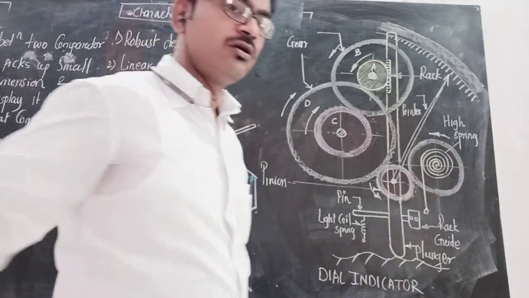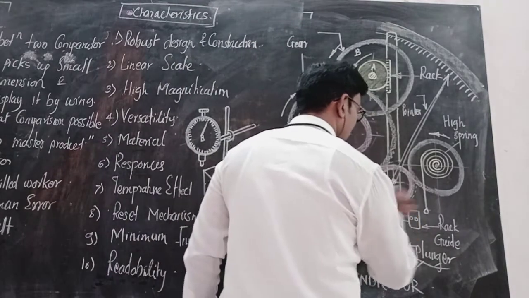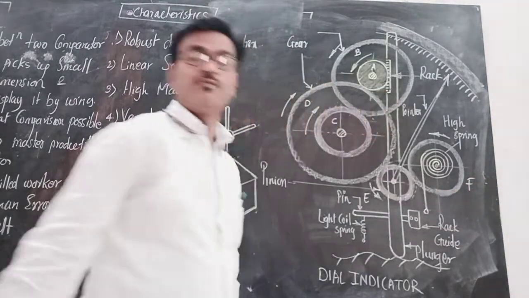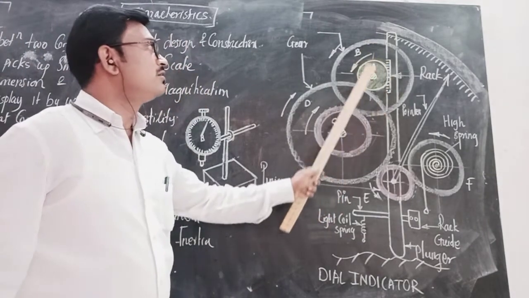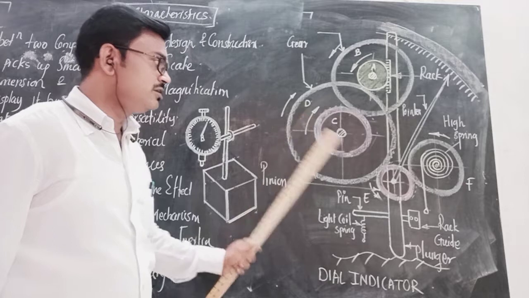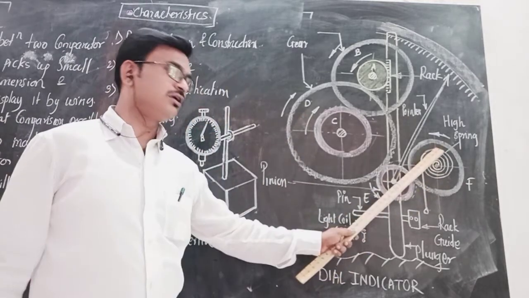That gear is F. So again, the construction parts here: gear A, gear B, gear C, gear D, gear E, and gear F. In gear F there is a helical spring.